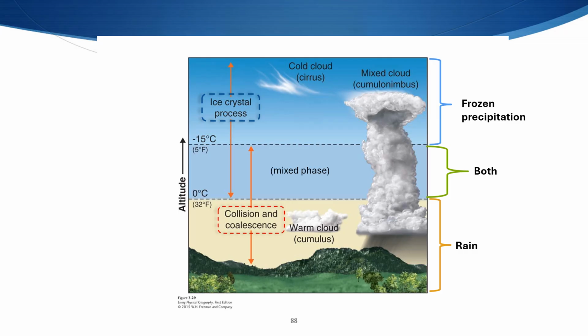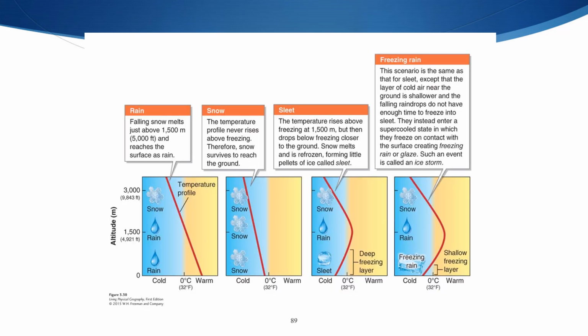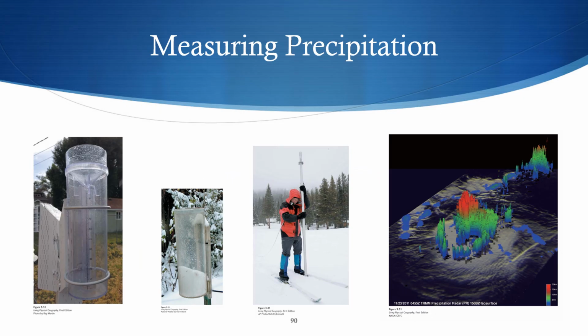And so this is going to be our mixed phase region. This figure from your book is showing you the temperature profile that we will see under different types of precipitation formation. I'm not going to go through these. You can read this in your book. A very quick look at some of the ways we can measure precipitation.